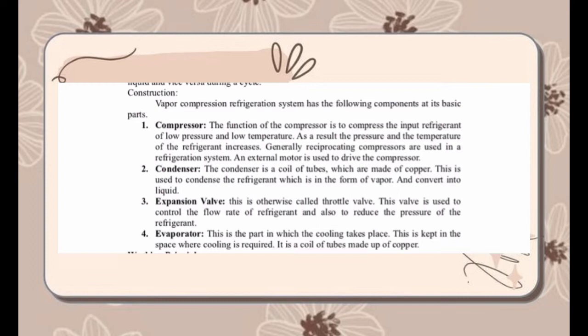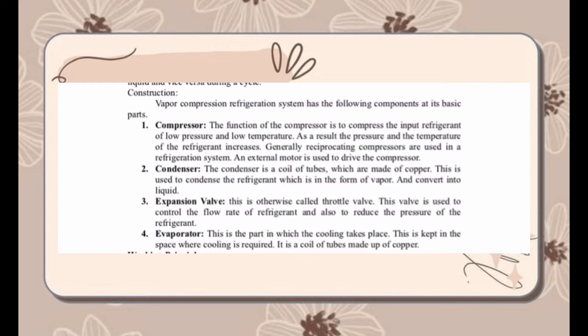The second component is the condenser. The condenser is a coil of tubes which are made of copper. This is used to condense the refrigerant, which is in the form of vapor, and convert it into a liquid. So, ang condenser mao ni siya ang removes heat from the hot refrigerant vapor gas until it condenses into a saturated liquid, aka condensation. So, after condensing, the refrigerant is a high pressure and low temperature liquid, at which point it's routed to the expansion device.